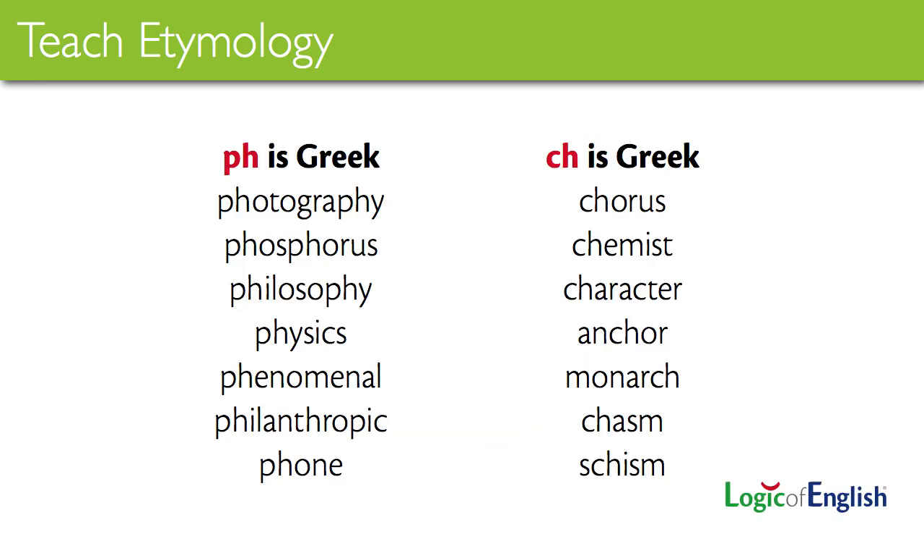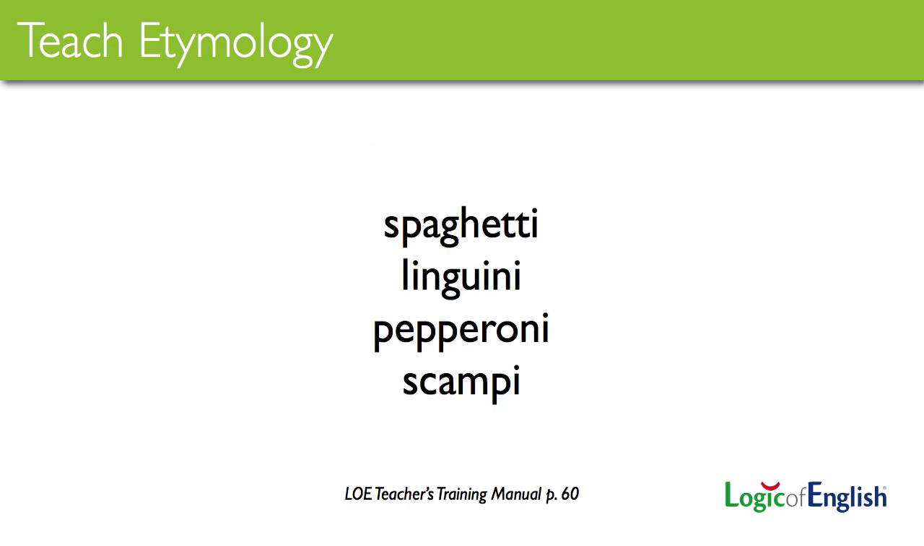We can go back to, as we talked about in the spelling bee, teaching etymology. All the PH words are from Greek. All the words where CH says K are from Greek. And we can begin to teach things like this. What's the problem with spaghetti, linguine, pepperoni, and scampi? They end in I. English words do not end in I, U, V, or J. What language is that from? When kids see a word that ends usually in an I or U, what do they know? It's not an English word.